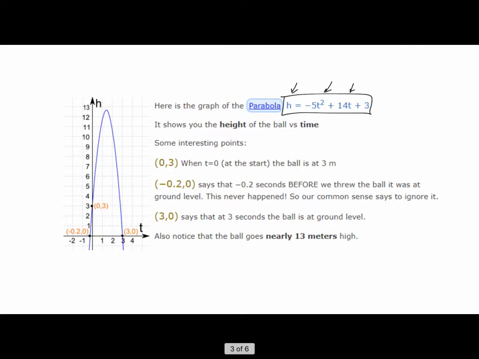Some interesting points are (0, 3). When t equals 0, that's right when you throw the ball, and the ball will be at a height of 3 meters.